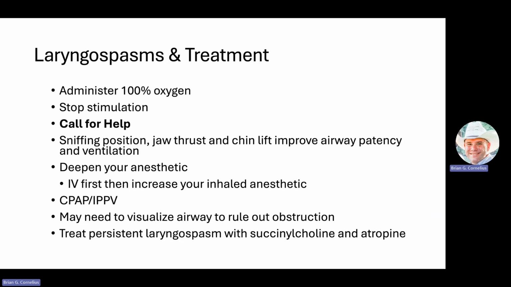Deepen the anesthetic. At the same time, you want to make sure that you're applying positive pressure. If you have an IV in place, that's great. If not, go ahead and, as I said, deepen your anesthetic. You may need to visualize the airway, so actually DLing the patient if possible to see that there's not some sort of mechanical obstruction in the patient. On induction, think about things like gum that could have gotten in the way. It may just be secretions. You may need to aggressively suction the patient, and then ultimately treat the persistent laryngospasm with succinylcholine and atropine. But most of the time, these are going to resolve with positive pressure or Larson's maneuver.